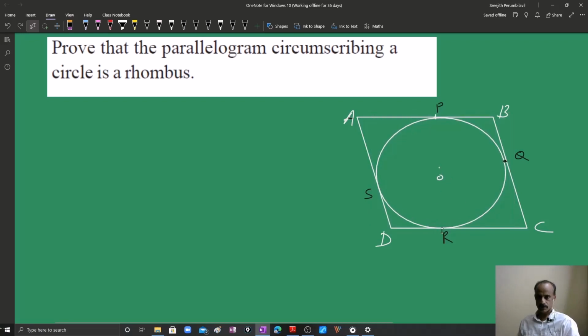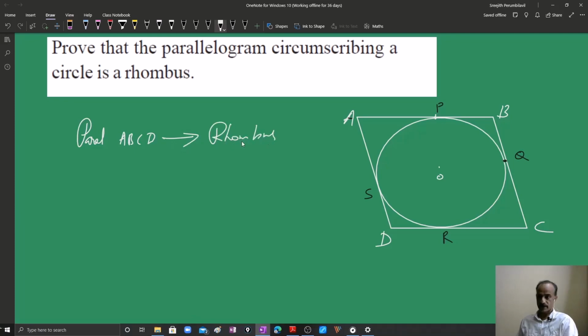So we'll bring it down. Touches there. Okay. So now we have to prove that this is a rhombus. A parallelogram is a rhombus. Parallelogram ABCD becomes a rhombus.